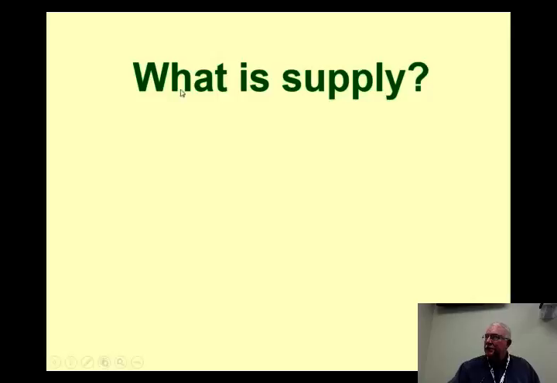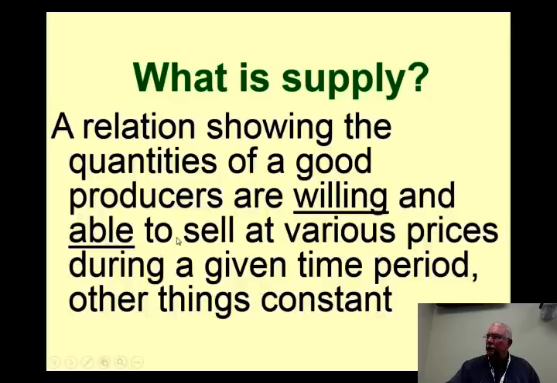Okay. So what is supply? A relation showing the quantities of a good producers are willing and able to sell at various prices during a given period of time, other things constant. Now again, I emphasized this last time, what does that other things constant mean? That means that when we change price, we assume that nothing else changes. What else would change? Well, actually we're going to look at those things.